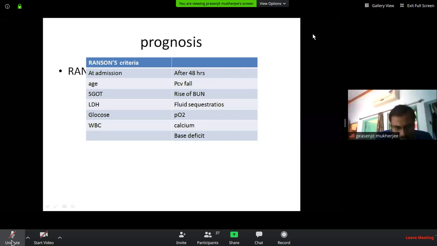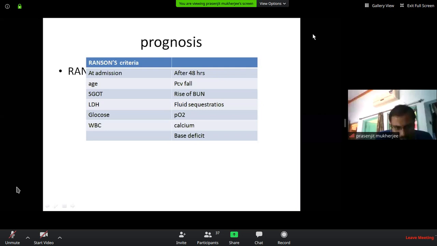If 1 to 3 criteria are present, then mortality is almost zero, less than 5%. If 3, 4 criteria are present, then mortality is around 15%. If 7, 8 criteria are present, mortality is more than 50%. So this is the importance of checking Ranson's criteria. We always still follow Ranson's criteria.